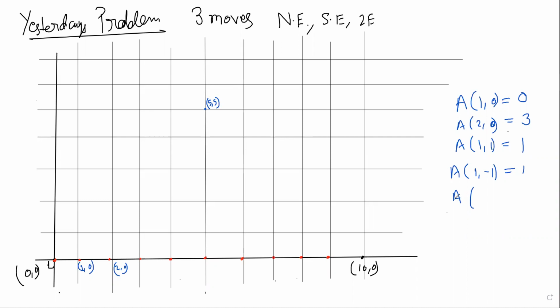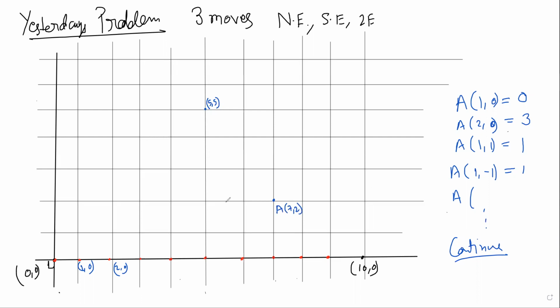So the claim is that you can continue like this. If you just continue this pattern, you will see that it is very similar to one of the previous problems we had done. For example, suppose you want to reach this point, A of 7 comma 2. Now you see this is very simple.